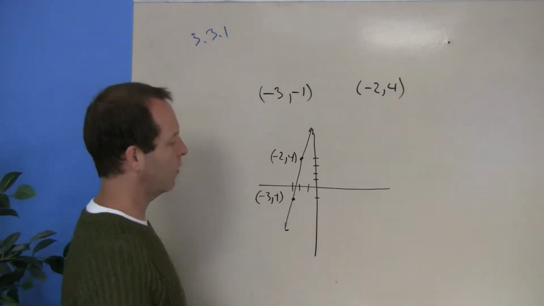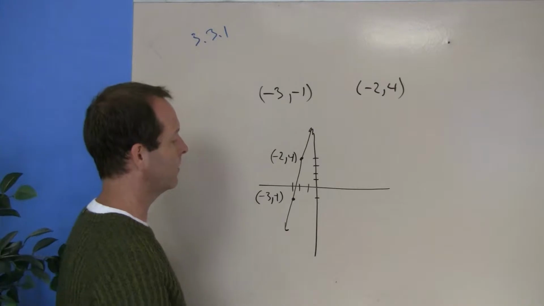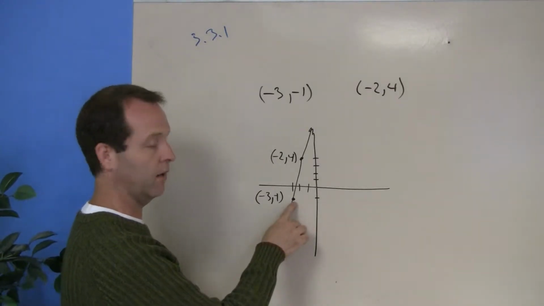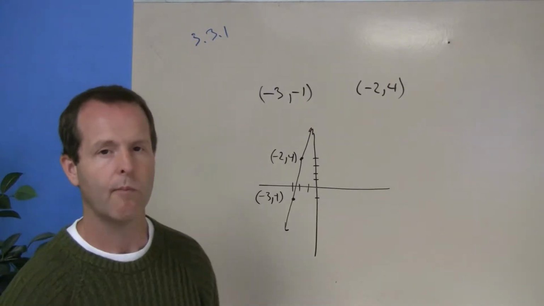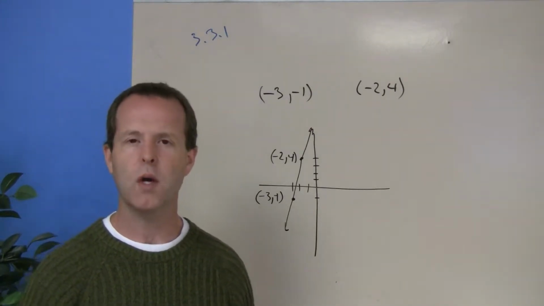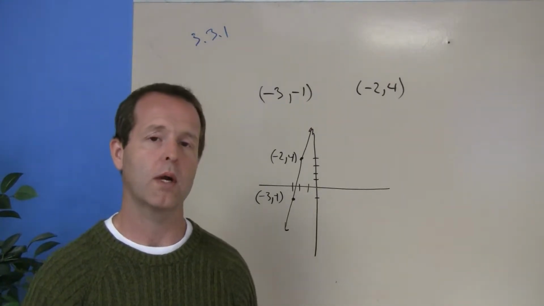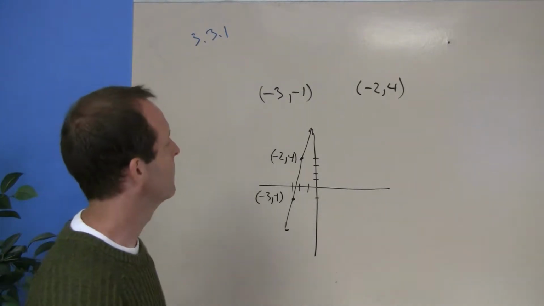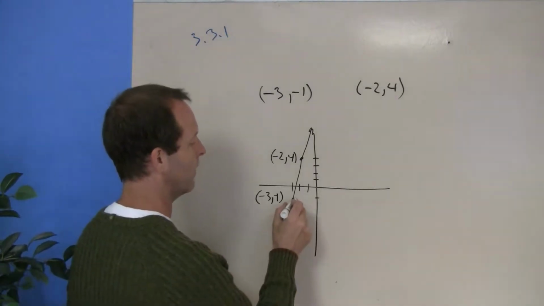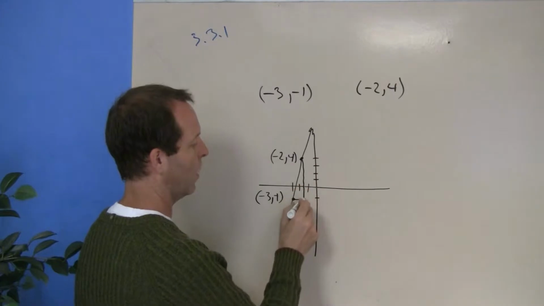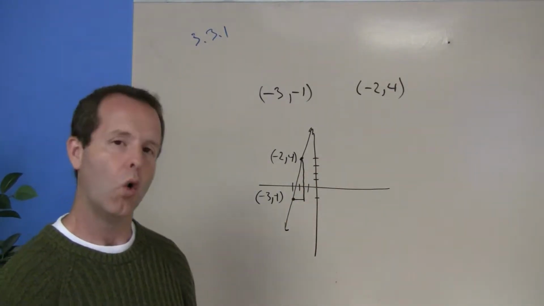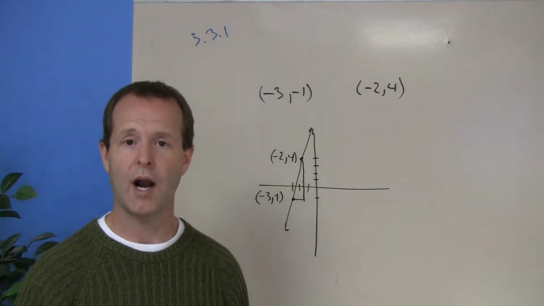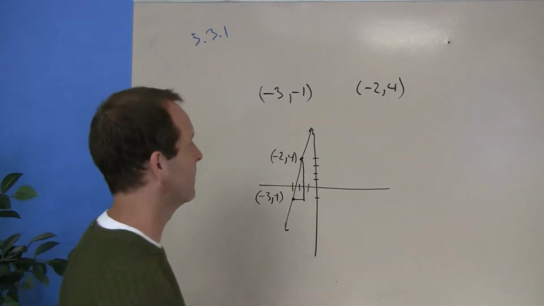I graphed them on this rectangular coordinate system here. So I have a point down here, (-3, -1), and up there (-2, 4). And we want to determine how quickly is that line rising or how quickly is that line decreasing. So basically what we're asking ourselves is, what's its change in height versus its change in run? Or the words that we use is change in its rise over the change in its run.